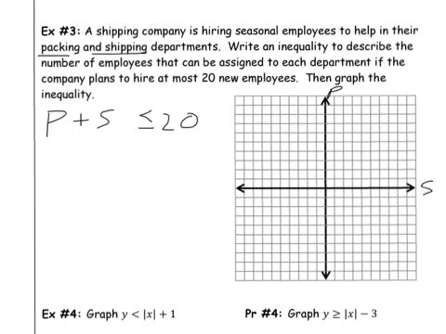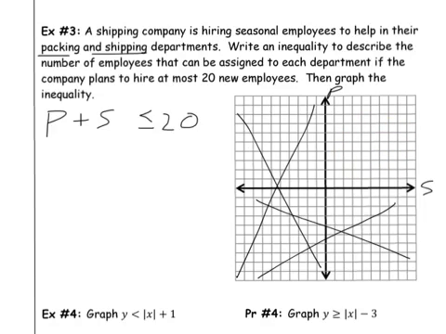And let's ask a couple questions here real quick. Could I have negative shipping employees? Well, no, I couldn't. So I couldn't graph over here. And the same thing, I couldn't have negative packing employees. So my graph is not even going to exist here. It's just going to be in this quadrant.